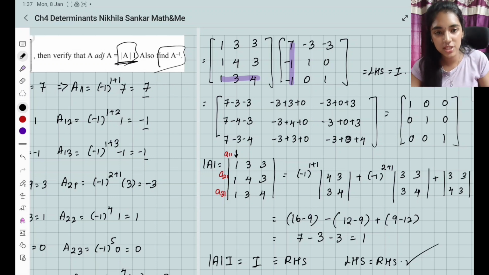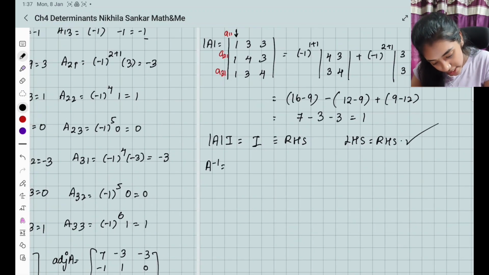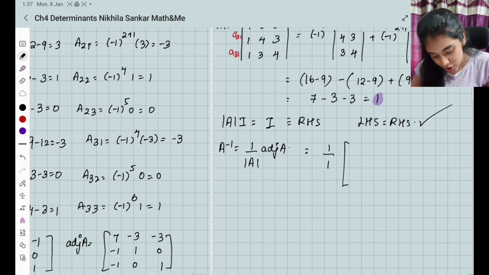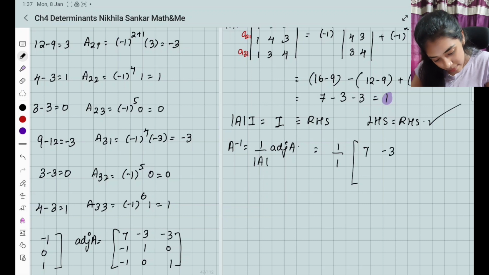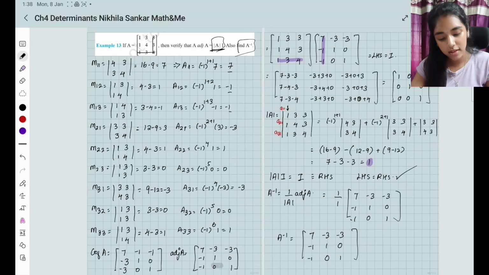Okay, you will have subsections and you will have marks accordingly. Okay, now what is A inverse? What formula did we see? A inverse equals 1 by determinant A times adjoint A. Correct? Now what did 1 by determinant A come to? The determinant is going to be 1. So I have 1 by 1 times adjoint A. What is the adjoint A matrix? 7 minus 3 minus 1, 1 0 minus 1, 0 1. So A inverse is going to be 7 minus 3 minus 3, minus 1 1 0, minus 1 0 1. That's all. This is the A inverse.